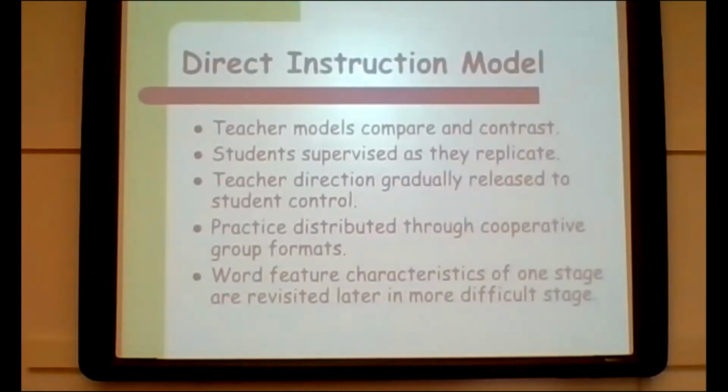We're going to be using the direct instruction model, which is where the teacher models the sort for the students, and then the students do the sort under the teacher's supervision, so they can get feedback. Then the teacher releases some control to the students, because they go back to their seats and practice it on their own, and then they can work together with other students in their groups on the features throughout the week.